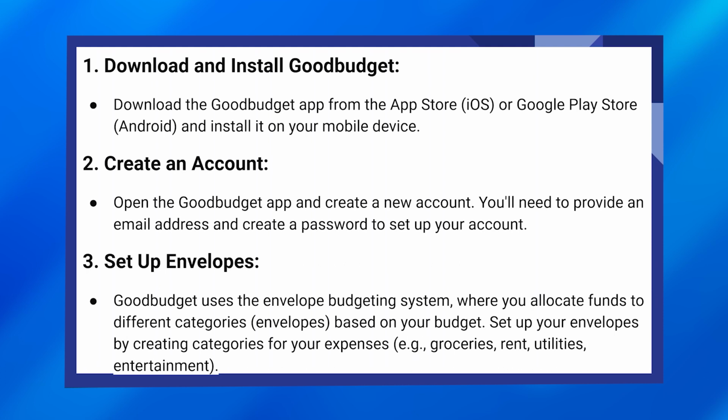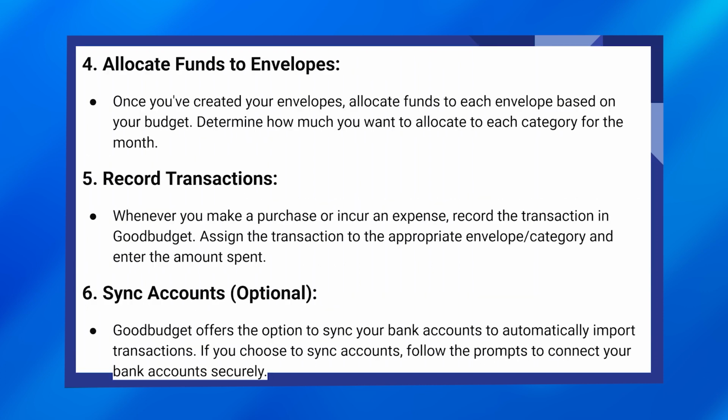You will need to provide an email address and create a password to set up your account. Goodbudget uses the envelope budgeting system where you allocate funds to different categories based on your budget. Set up your envelopes by creating categories for your expenses. Once you've created your envelopes, allocate funds to each envelope based on your budget. Determine how much you want to allocate to each category for the month.